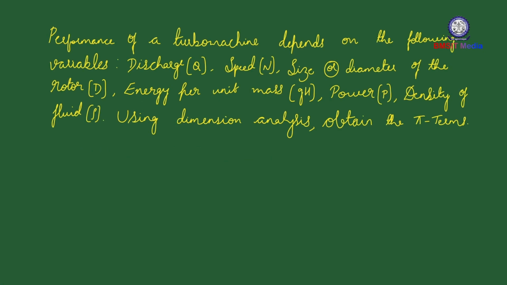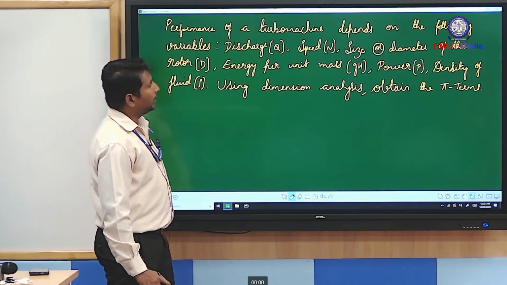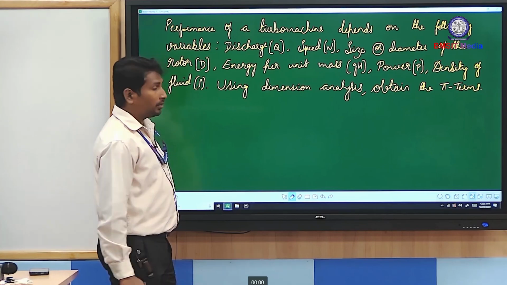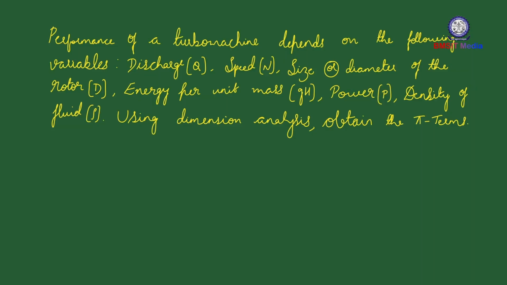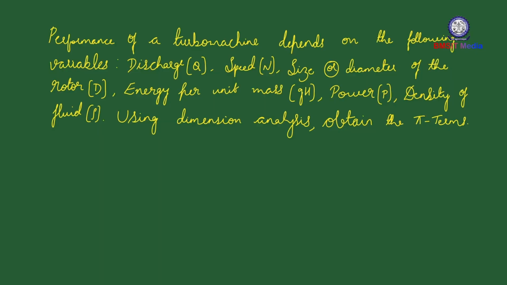So to do that, I have taken an example. The example is, the performance of a turbo machine depends upon the following variables. What are all the variables involved here? What is the process or phenomenon? The process or phenomenon is the performance of the turbo machine. What are the variables involved in that?